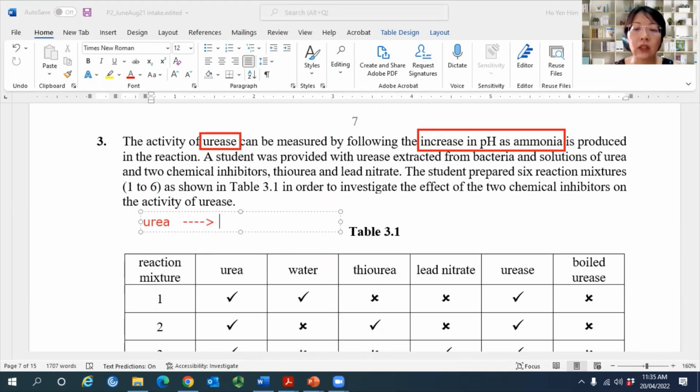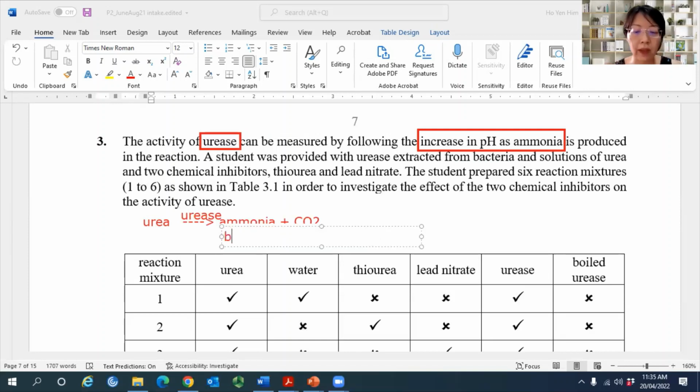So urea is converted to ammonia. This is mentioned in the passage. Of course, you may not know that CO2 is also produced, but if you know the full equation, you can write it. Then the enzyme is urease. So write it like this, and you see it very clearly.